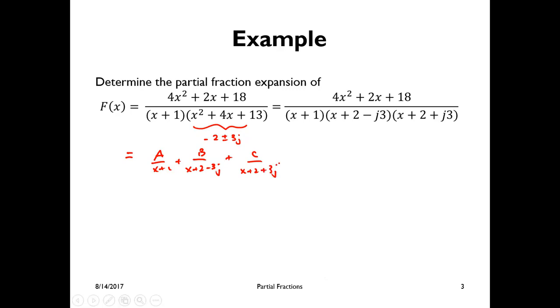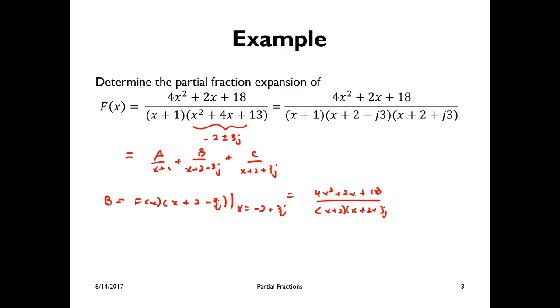To determine the coefficients a, b, and c, we can use the Heaviside cover-up method. In particular, b is going to be f of x times x plus 2 minus 3j, evaluated for x equal to minus 2 plus 3j. So this is simply 4x squared plus 2x plus 18 divided by x plus 2 times x plus 2 plus 3j, evaluated at x equal to minus 2 plus 3j, and after a bit of complex arithmetic, this simplifies to 4 plus 22j divided by 10.